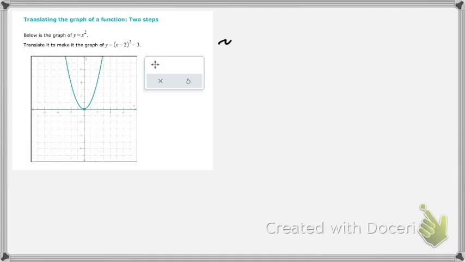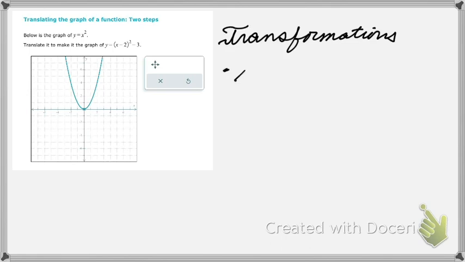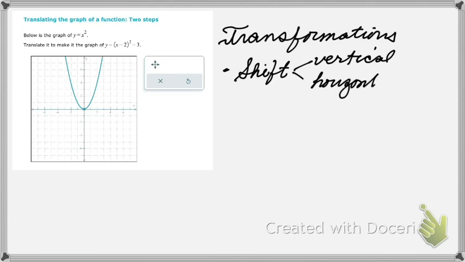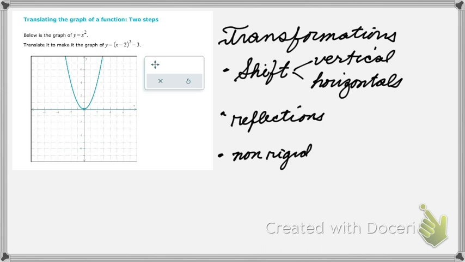This is a video on transformations. Transformations can be a shift, and the shift could be vertical or horizontal. Transformations can be reflections, and transformations can be non-rigid. And a non-rigid transformation could be a stretch of the function, or it could be a shrink of the function.